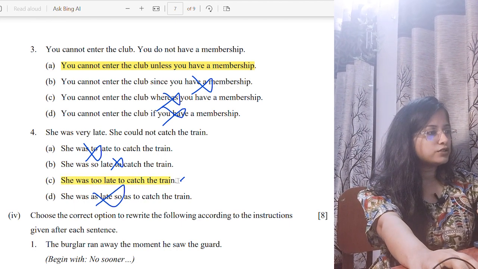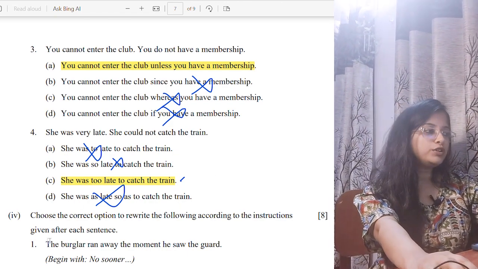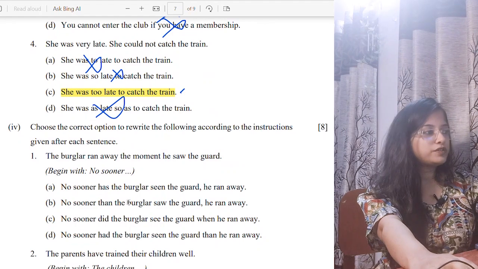"So" goes with "as" in Hindi terms. He was as late as, we can write that way, but that also is incorrect over here. Option number 3 is correct. Next, we will move to the transformation.